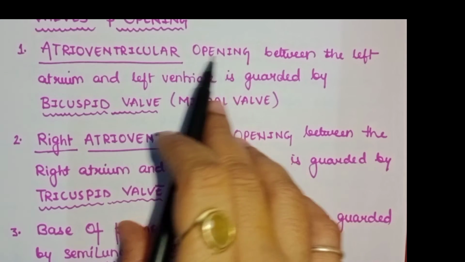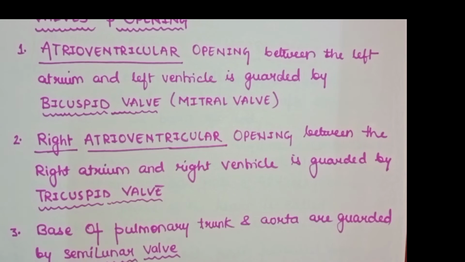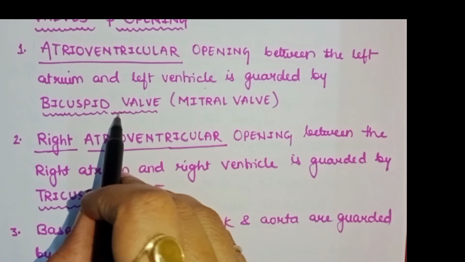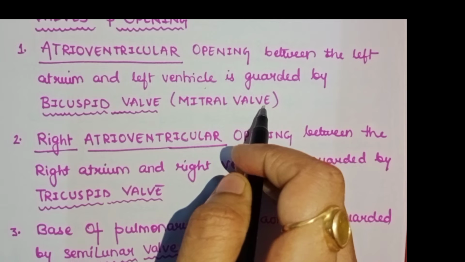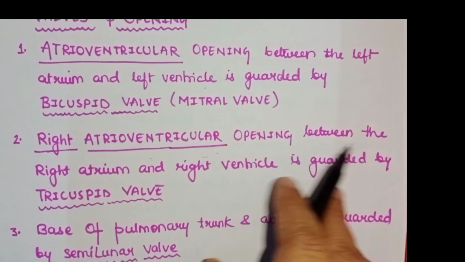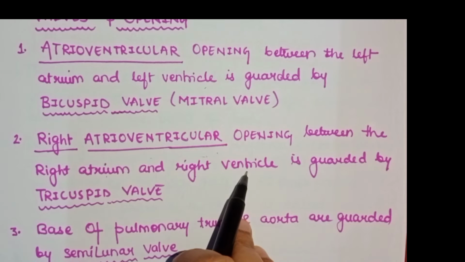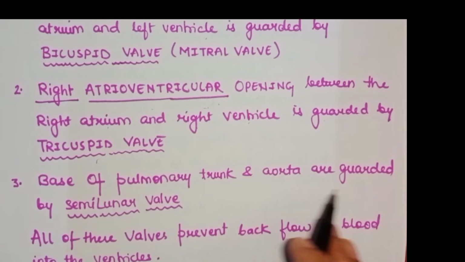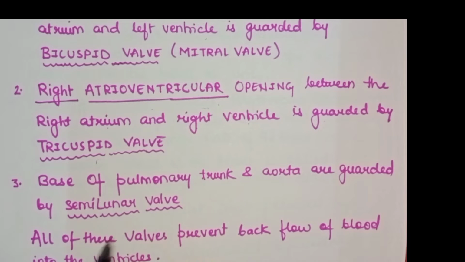Atrioventricular opening. Atrioventricular opening is between the left atrium and the left ventricle and is guarded by a bicuspid valve or a mitral valve, as we have already seen in the diagram. Right atrioventricular opening between the right atrium and the right ventricle is guarded by a tricuspid valve, and base of the pulmonary trunk and aorta are guarded by semilunar valve, and all these valves prevent the backflow of blood into the ventricles.